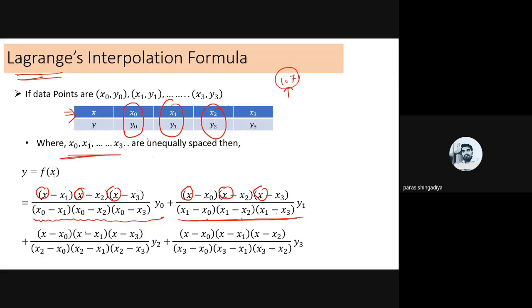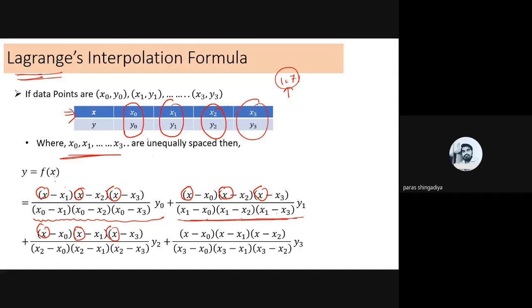Okay, remaining three, that we have x0, x1, and x3 from the x. So it will be x minus x0, x minus x1, x minus x3. Okay, and denominator, now use the x2 in place of x. So replace the x2 in place of x. So it will be x2 minus x0, x2 minus x1, and x2 minus x3 into the function value that we have of y2. Okay, and now last term, that is for x3 y3.